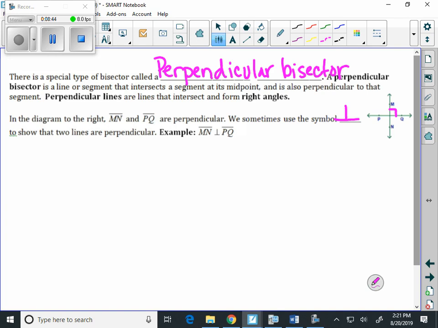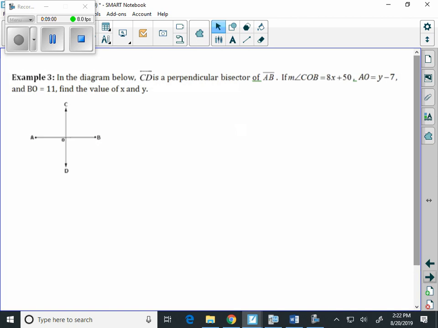By the way, the midpoint, we don't have a name for it, but I just put a small point at that value. There's the midpoint. Let's look at something to illustrate that. In the diagram below, CD is a perpendicular bisector. When I see those words, the first thing I do is put in a box. CD is a perpendicular bisector of AB.